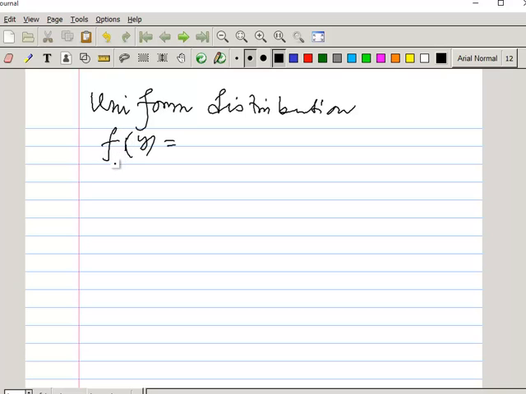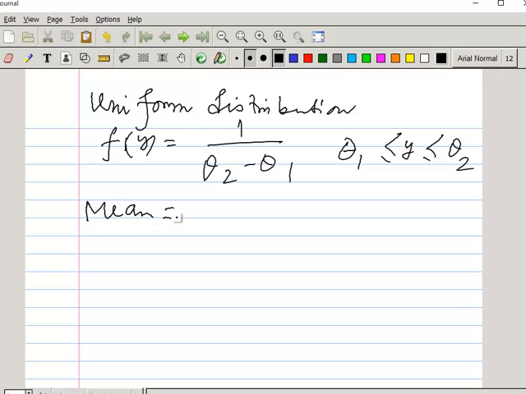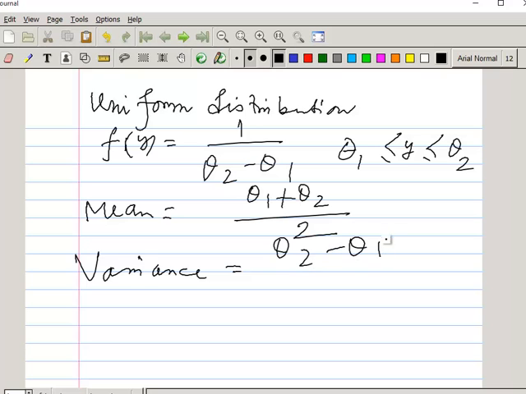So you can write f_y of y, y being a variable, as 1 over theta 2 minus theta 1, where y lies between the two values theta 1 and theta 2. In this distribution, the mean is calculated as theta 1 plus theta 2 divided by 2, and the variance is calculated as theta 2 minus theta 1 squared divided by 12.